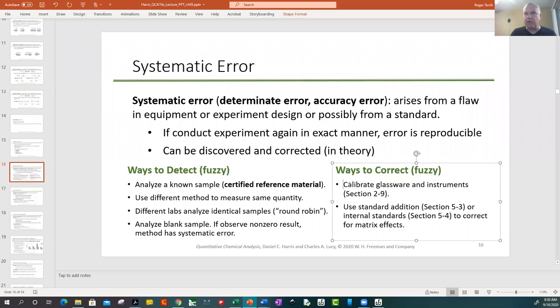Calibration is important. We're actually not going to touch on that just yet, but calibration is a super good way to do things. If your glassware is not correct, then it can make your answer systematically high or low. If your instrument is reading high or low, it can change your answer, right? Or you can use a method called standard additions or internal standards, right? Or both, actually. You can use both of these in the same experiment. We'll go over these in chapter 5, I guess. So, whatever. You basically just change the way you make your calibration.